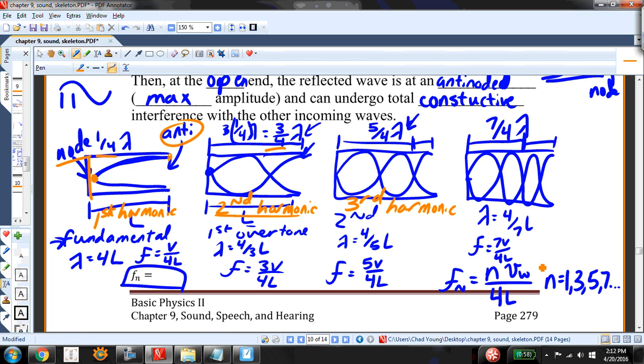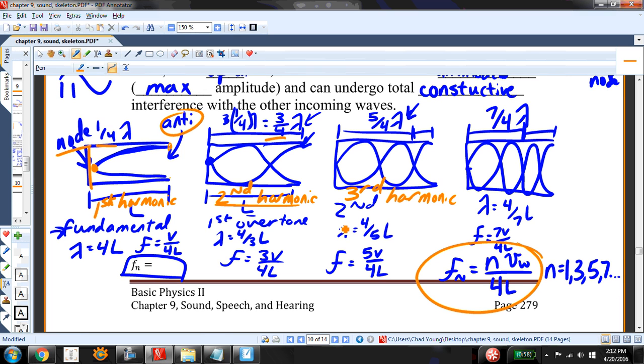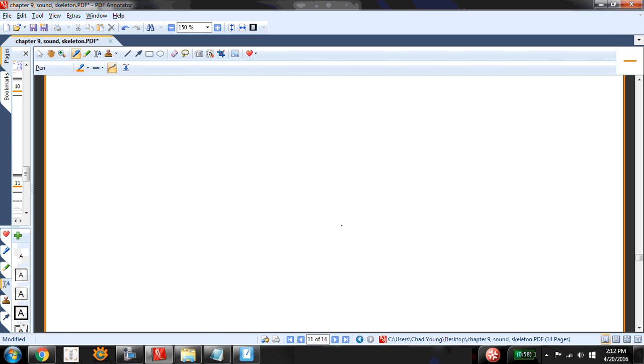We derived this expression to give the frequency of each particular harmonic. So as you squeeze more and more quarter wavelengths into this tube, you increase the frequency of the sound that you get. Okay, so now let's look at 2 other scenarios, and these are going to look different, but they're going to be the same.